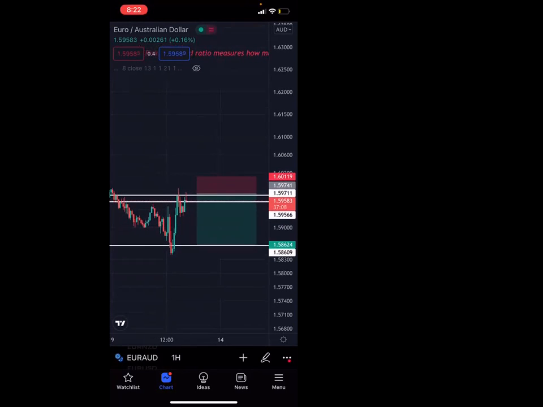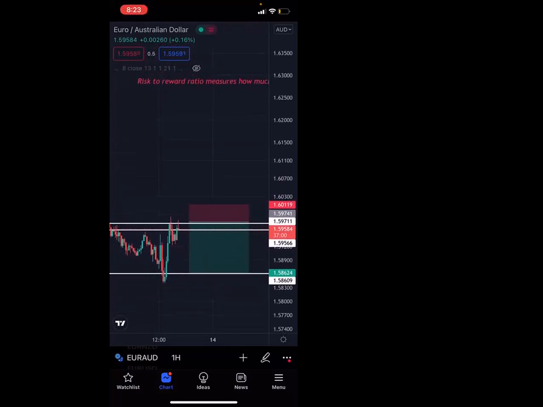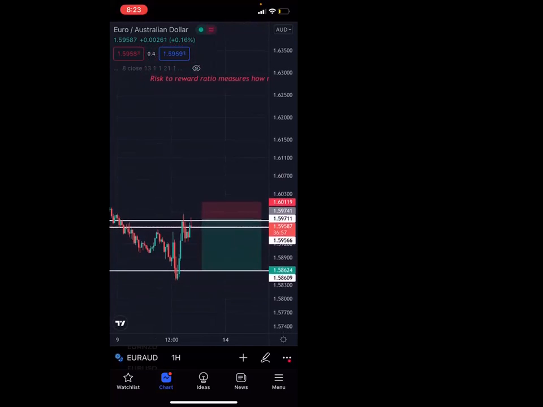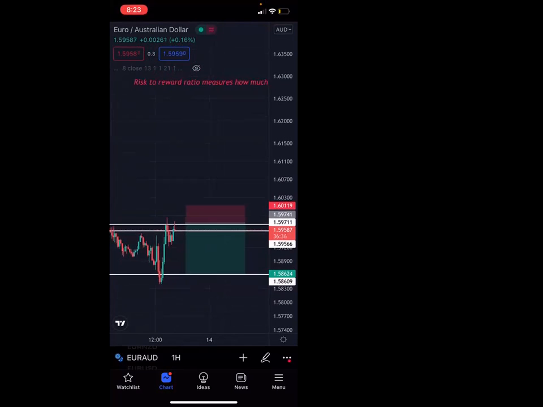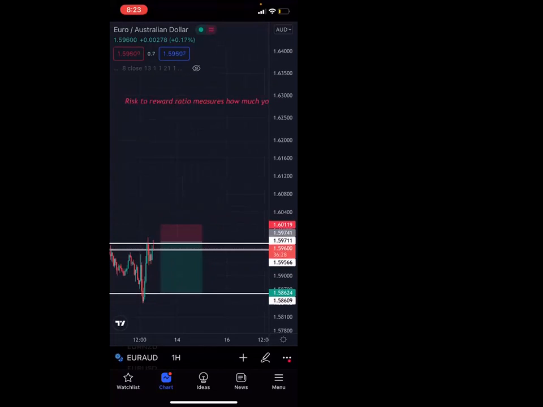And beginners always want to use a 2-to-1 risk ratio. Why? Because one, you don't want to have a tight stop loss. You will want your stop loss to be a little bit more spacious to have room for the market to move, right? So you don't want to get stopped out so quick and then the trade goes in your direction. So yeah, that's basically what risk to reward ratio is.